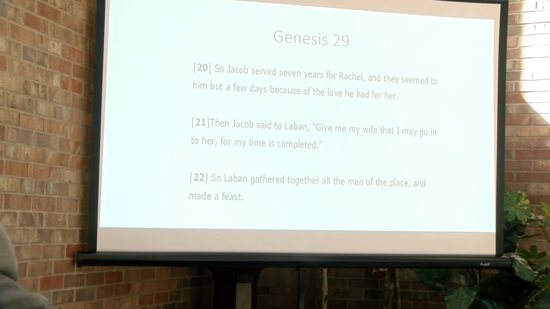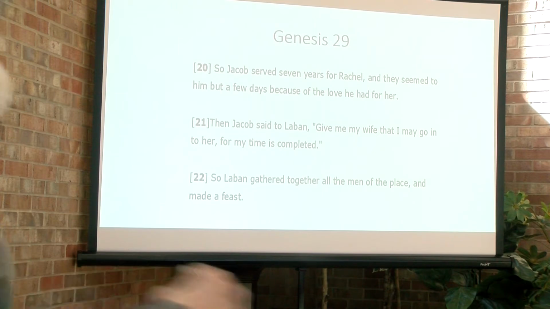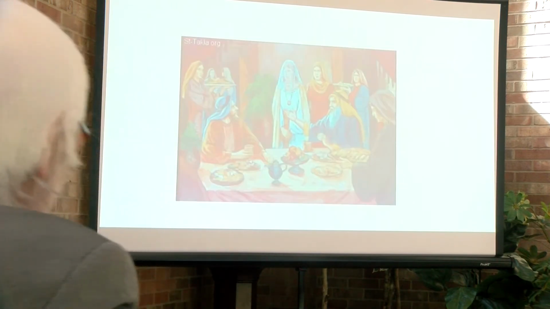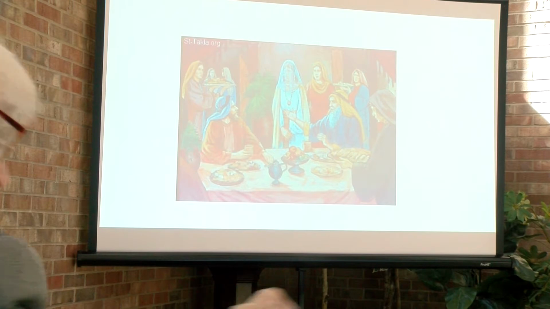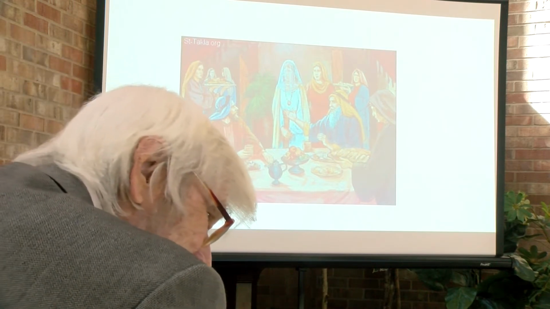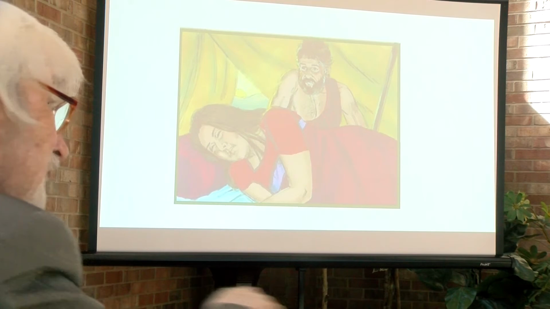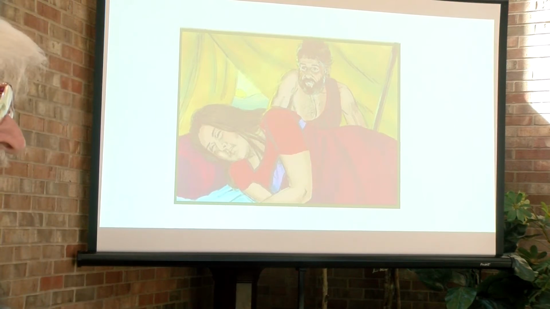Then Jacob said to Laban, give me my wife that I may go to her, for my time is completed. So Laban gathered together all the men of the place and made a feast. And they had a wedding feast, and Jacob has been married to his bride. He takes his bride to his tent. The next morning he wakes up and he finds out it wasn't Rachel, it was Leah that he had spent the whole night with. He had been tricked.